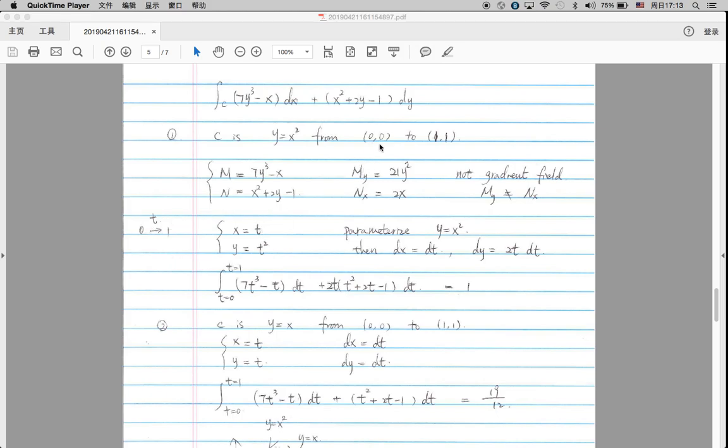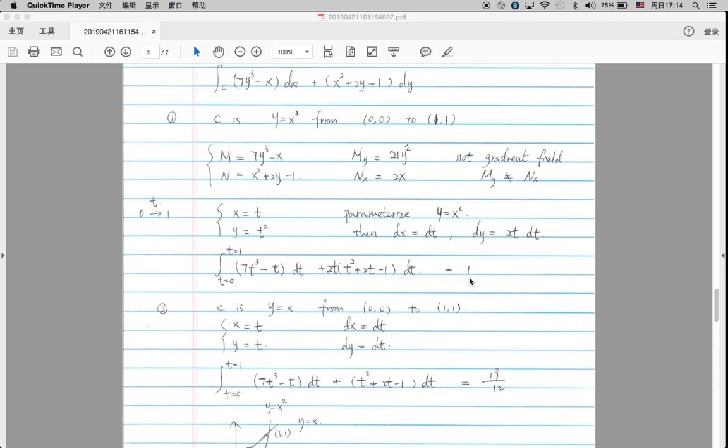Since we are moving from (0, 0) to (1, 1), t is actually moving from 0 to 1. So we have our lower and upper boundary as t equal to 0 and t equal to 1. And then the integral of this original function in terms of t, and then we get the solution of 1 here. So the integral of our original question is equal to 1.